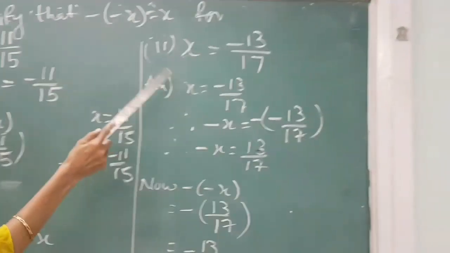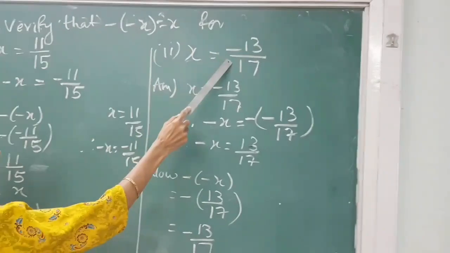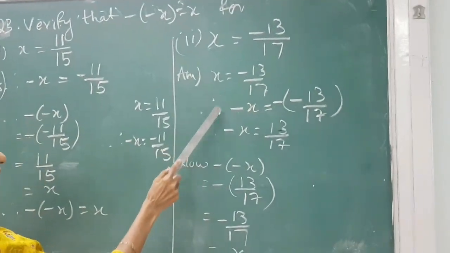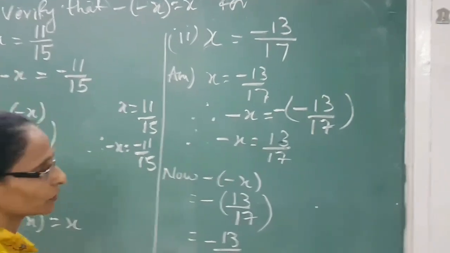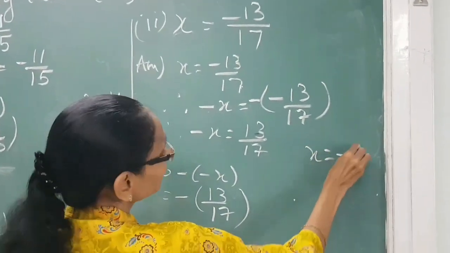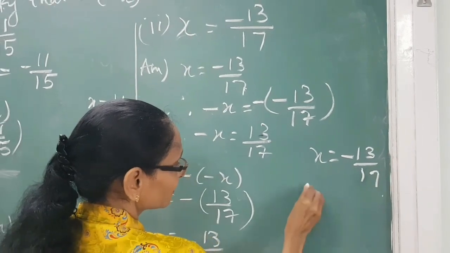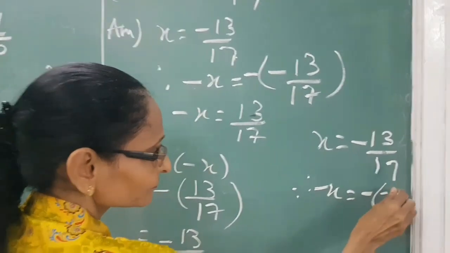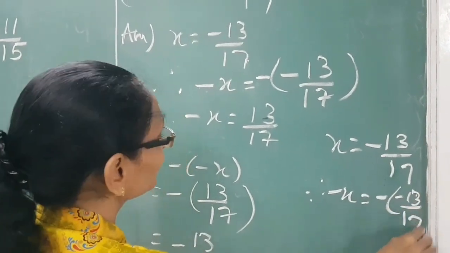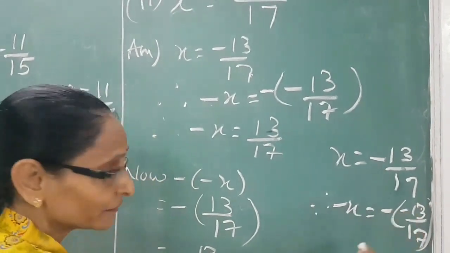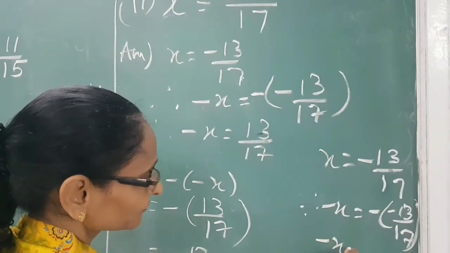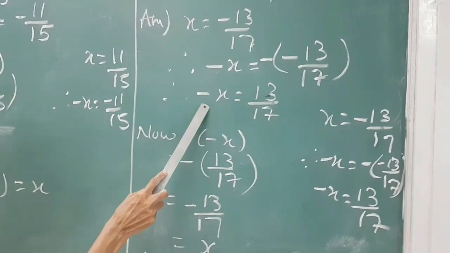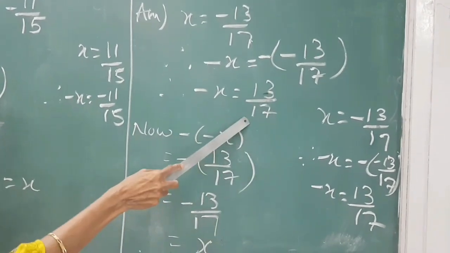Clear? Now in the second question, here x is given as minus 13 upon 17. So therefore minus x will be what? What is x given? Minus 13 upon 17. Therefore minus x will be what? Minus of minus 13 upon 17. So this minus minus will turn into positive. So this will become, clear? See, minus x is equal to 13 upon 17.